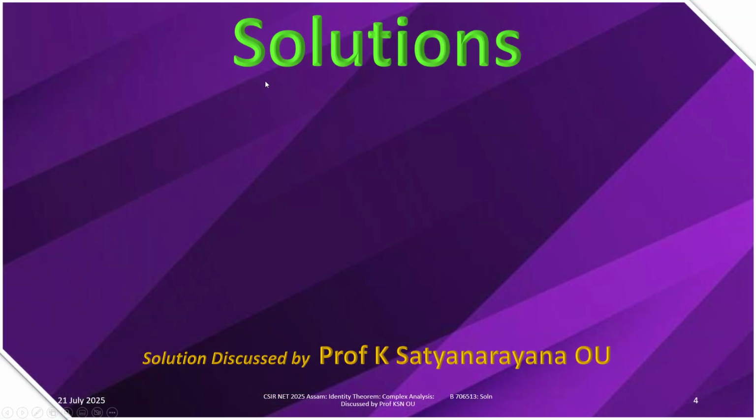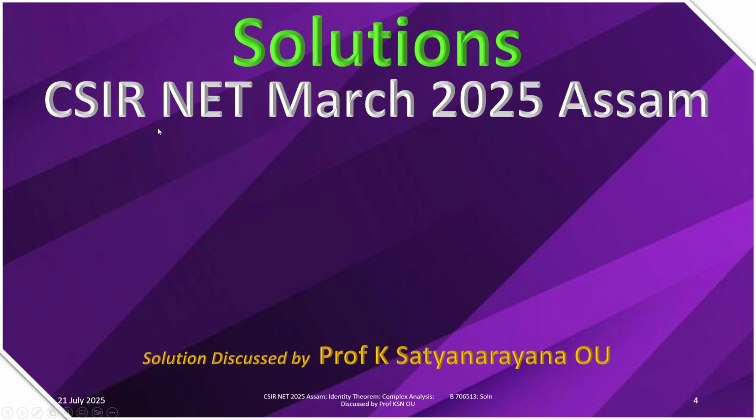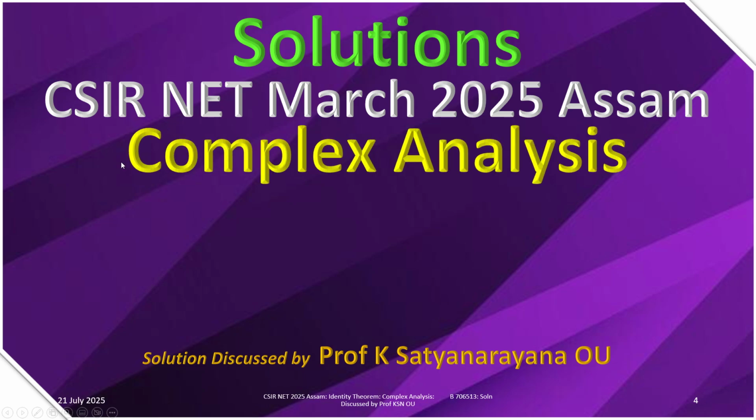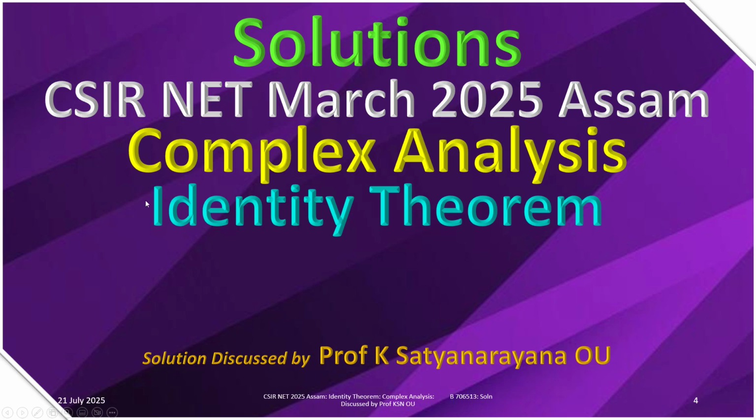We continue the discussion of the solutions of the problems that have appeared in the CSIR National Eligibility Test held in the month of March 2025. It is a rescheduled examination for Assam Center. In this video, we discuss the solution of a problem from the section Complex Analysis, which is related to the Identity Theorem or Uniqueness Theorem.